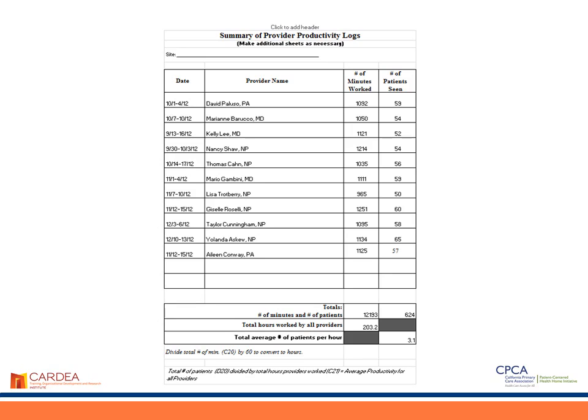And here is a summary of provider productivity filled in with each provider's total minutes and number of patients seen. You can see that the grand total of 12,193 minutes worked automatically converted to 203 hours, and when divided into the 624 total patients, you get an average of about 3 patients seen per hour for your agency.